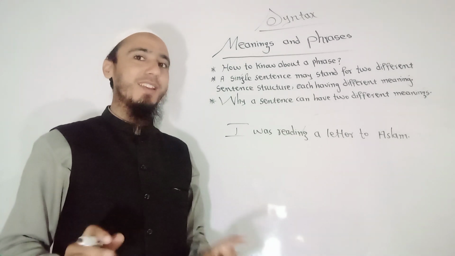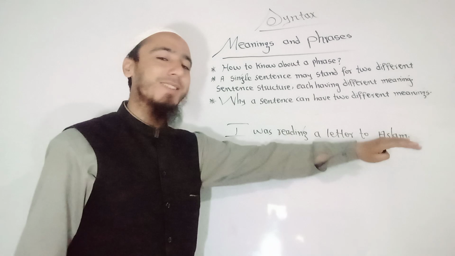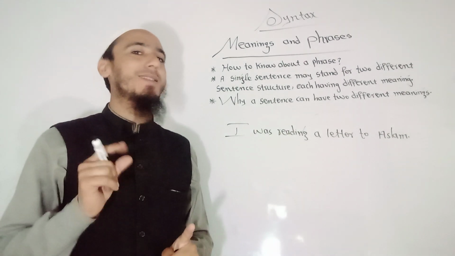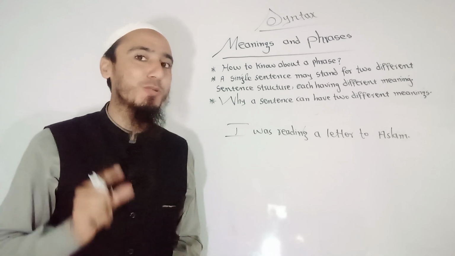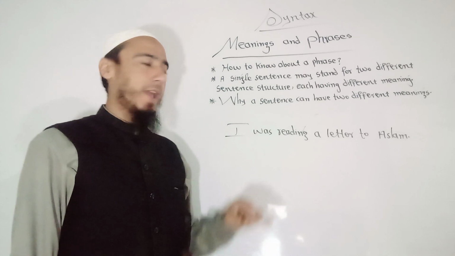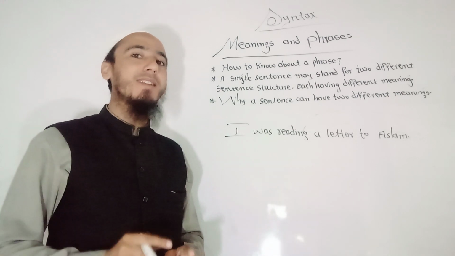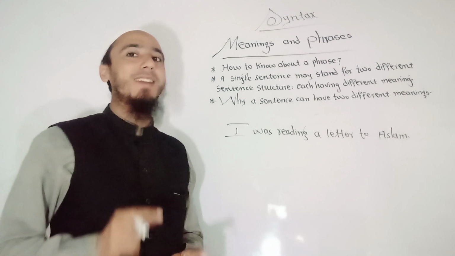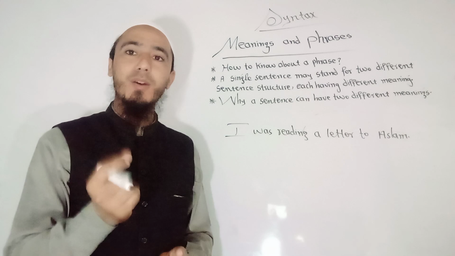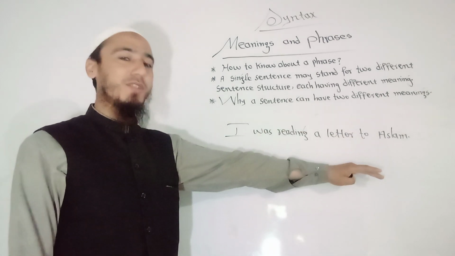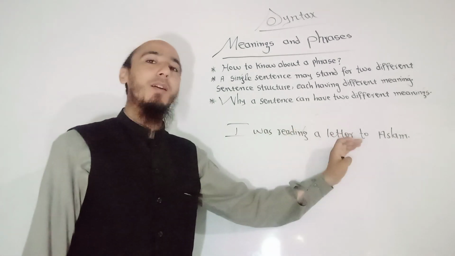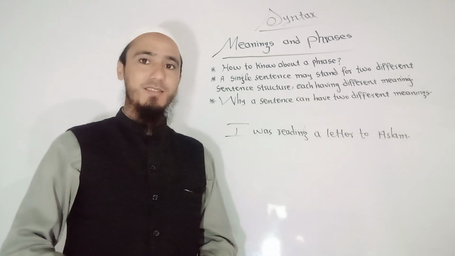So I think now it is clear that this sentence has two meanings. Whenever a sentence has two meanings, we call it ambiguity. Ambiguity means that there are dual meanings in a sentence. One is ambiguity in a word, another is structural ambiguity. So this is called structural ambiguity because there is ambiguity in the whole sentence.